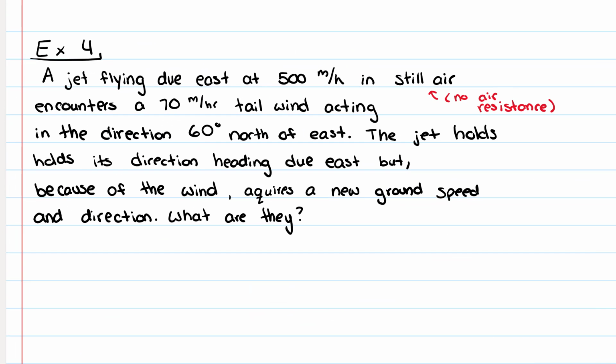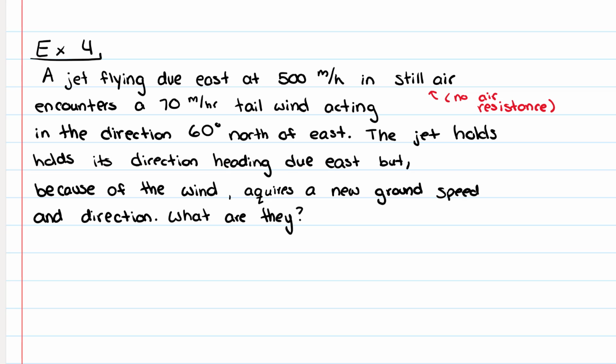All right, so we have a jet flying due east at 500 miles an hour in still air, which means we don't have any air resistance. And then the jet encounters a 70 mile an hour tailwind acting in the direction of 60 degrees north of east. The jet holds its direction heading due east, but because of the wind, acquires a new ground speed and direction. I want to know what is that ground speed and what is that direction.